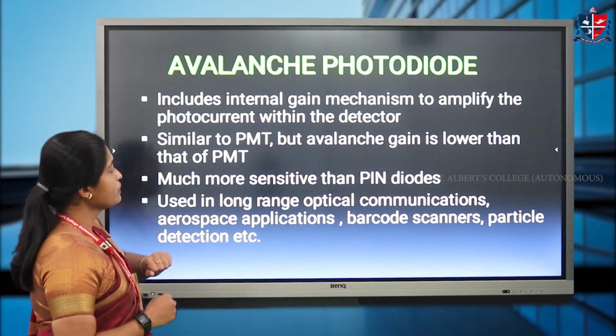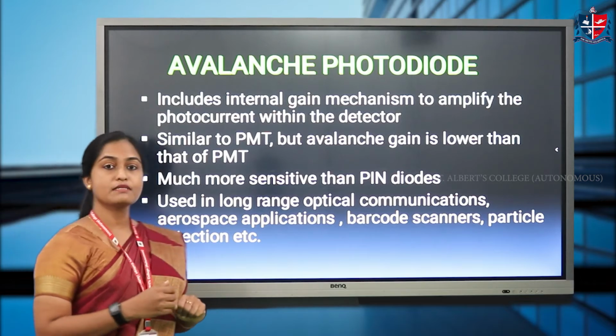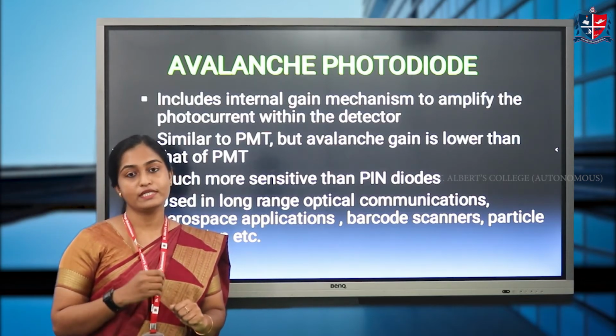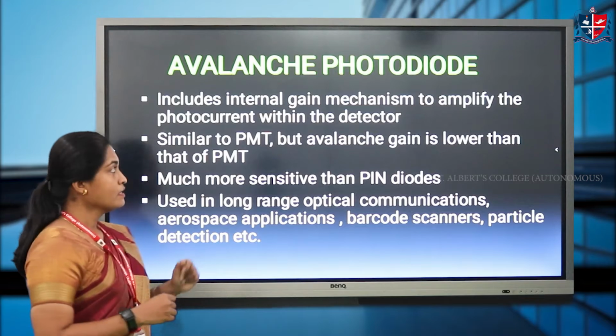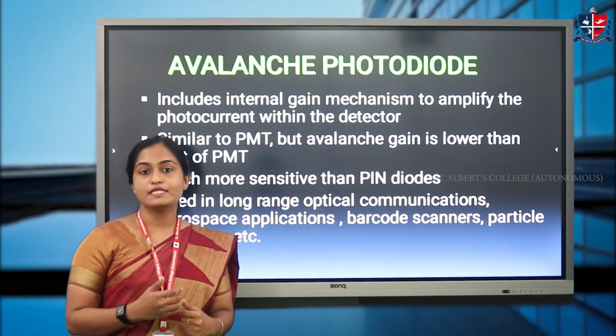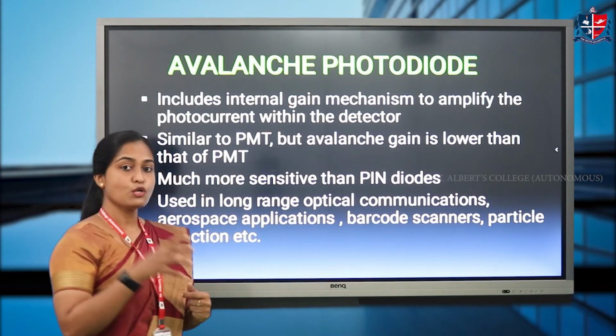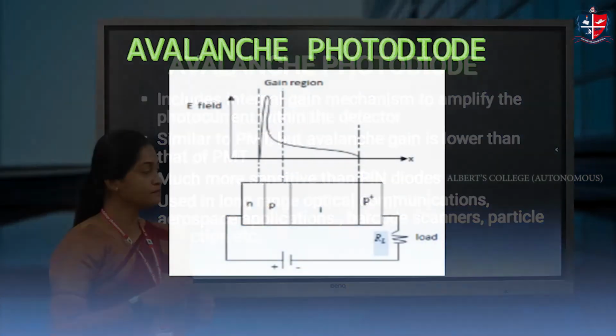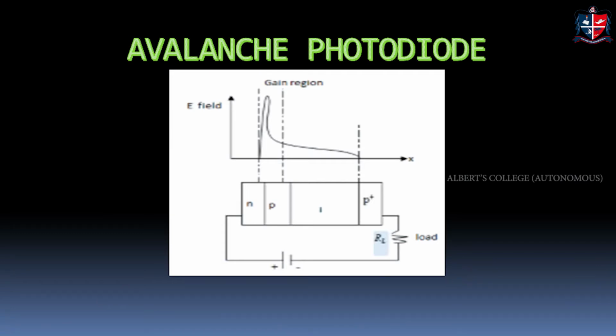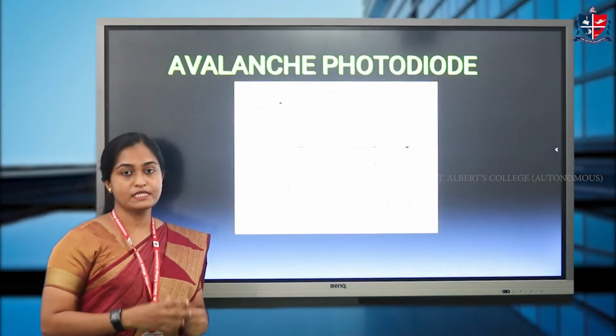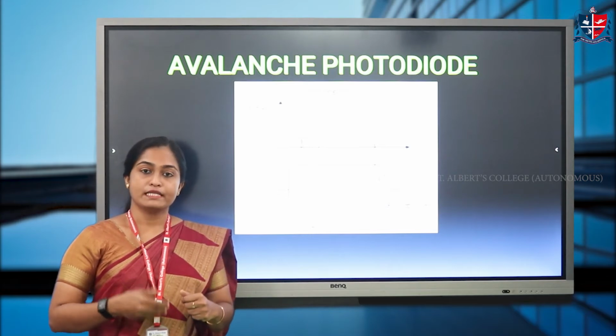So, this avalanche photodiode includes an internal gain mechanism to amplify the photocurrent generated in the detector. This gain mechanism is similar to a photomultiplier tube, but the avalanche gain is lower than that of a photomultiplier tube. So this is the block diagram of a pin photodiode and the plot of electric field versus distance.